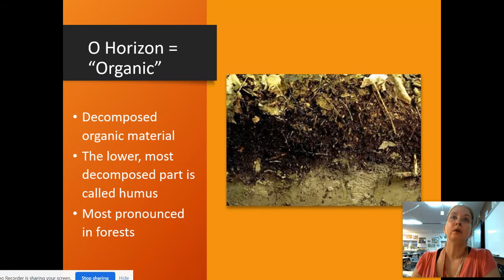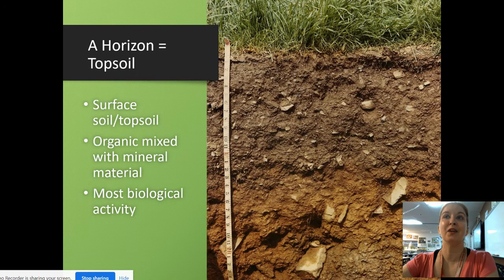The O horizon is the organic layer. This is decomposed organic material. That lowermost decomposed part is called humus, and it's most pronounced in forest. Think of all that leaf litter and stuff that you see in the forest right on top of that next layer, which is the topsoil.